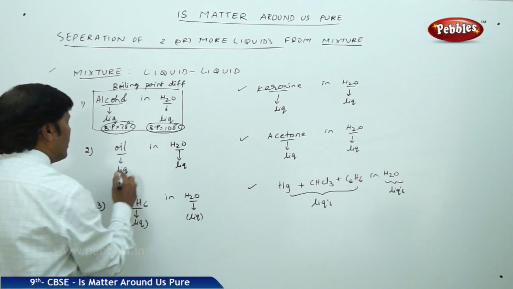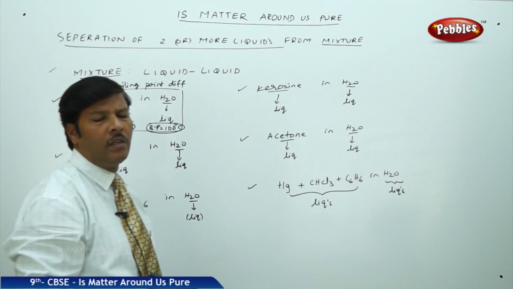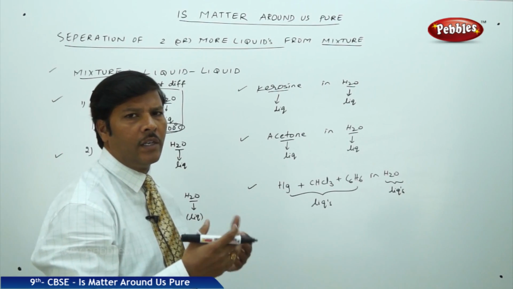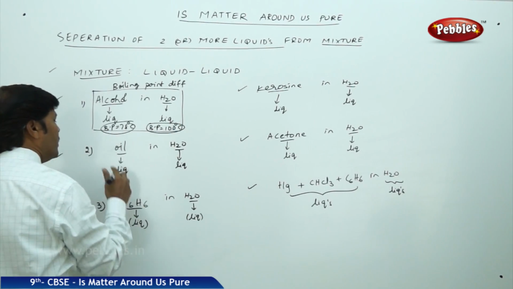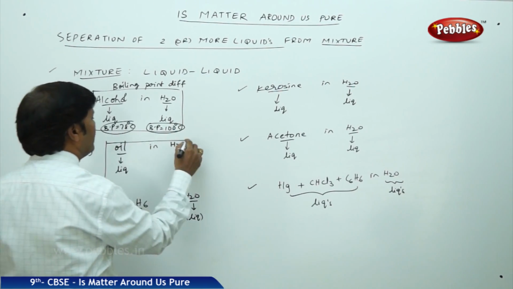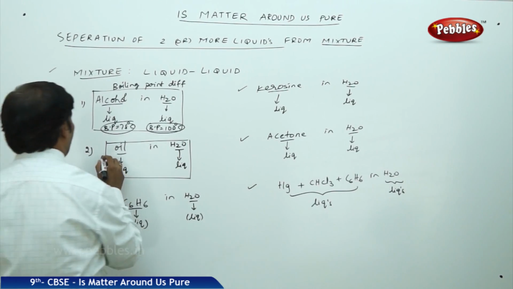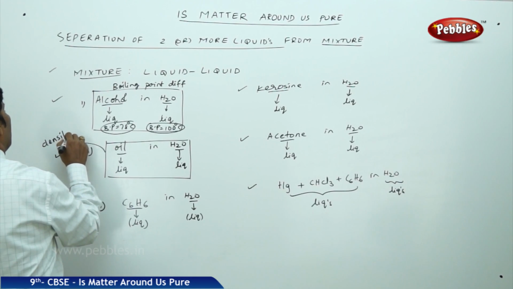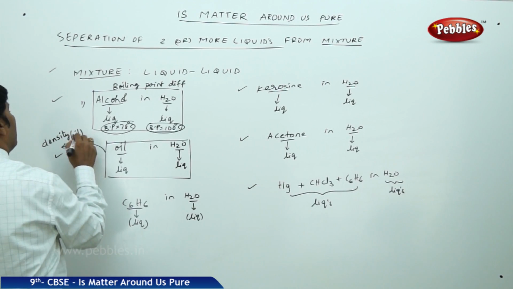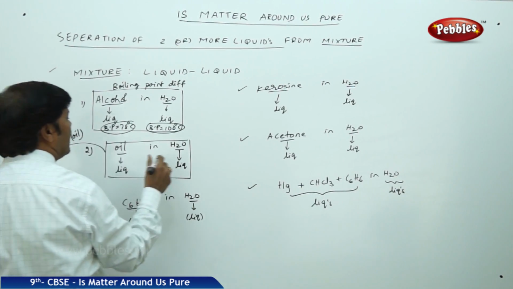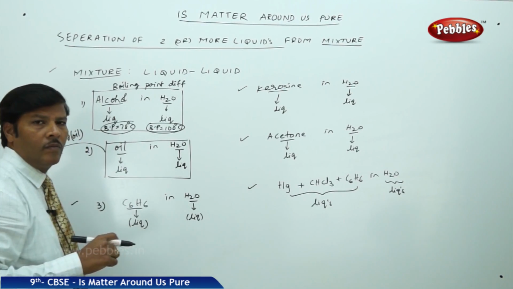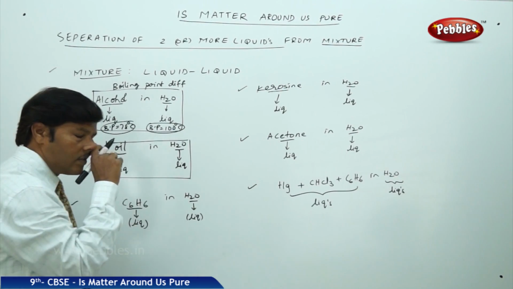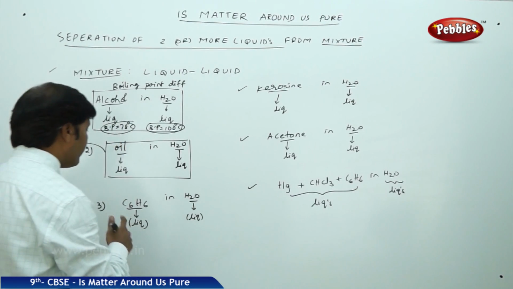Similarly, if you take oil in water, it is again based on the heaviness of the particles and lightness of the particles. Here you can take the difference, that is density. Density of oil is less than density of water. That's why we say oil floats in water.